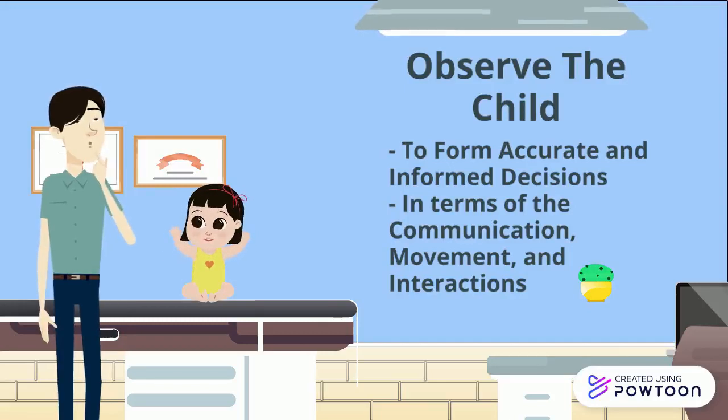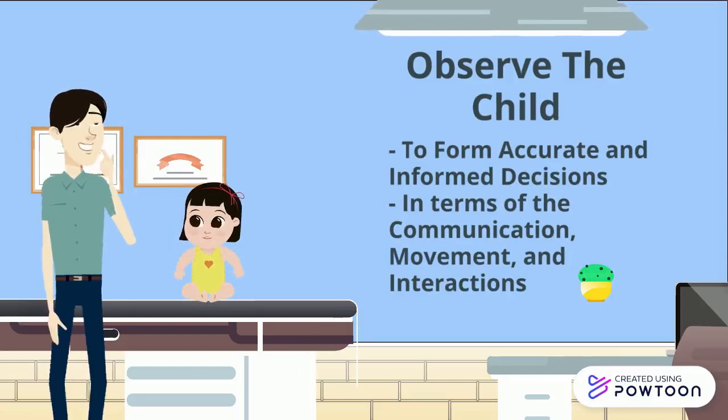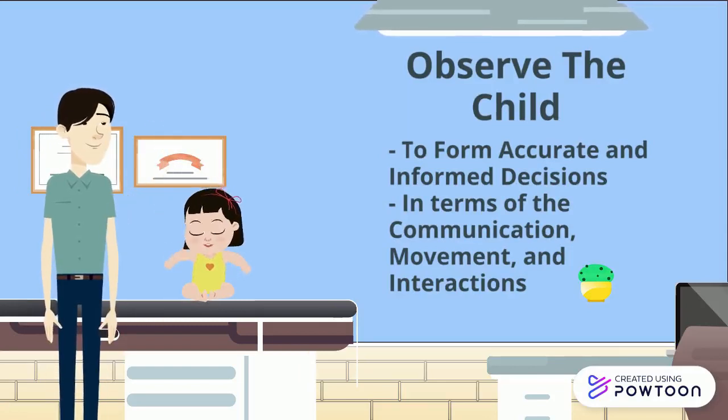Observing the child is important to be able to form accurate and informed decisions in terms of the communication, movement, and the interactions of the child. Limited evidence suggests observation of the parent-child interaction may also aid in identifying children with delayed development.